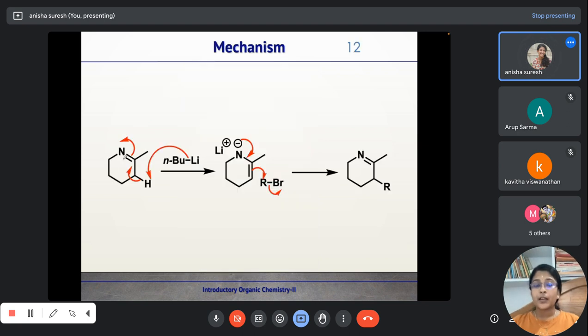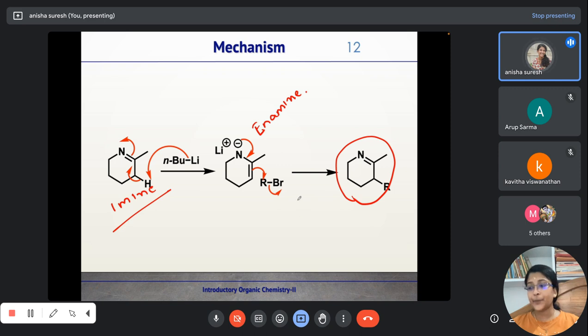First, this is the imine form. In the presence of butyl lithium, which is a base, it will abstract this proton, which is alpha to this imine, and then this electron density will shift here and lead to formation of this N minus, as we can see here. This is an enamine. Now, once the electron density falls down, this double bond will break. It will attack this R, and the Br, which is a leaving group, will be leaving. It will lead to formation of this alkylated product. Mechanism is clear to everyone, right?